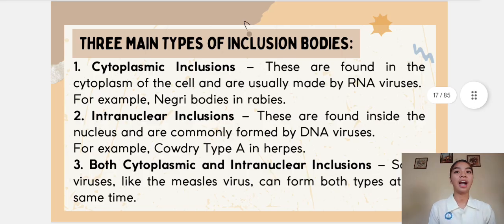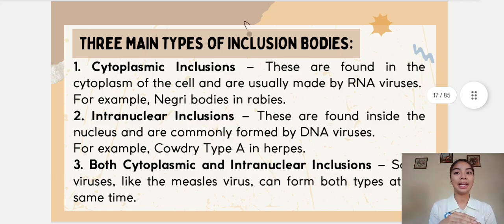So we have here our 3 types of inclusion bodies. First, we have cytoplasmic inclusion bodies. Basically, these are found in the cytoplasm of the cell and usually made by RNA viruses. For example, we have Negri bodies in rabies. Negri bodies are basically the inclusion bodies that the rabies virus forms in the host cell. So cytoplasmic inclusion ay nasa cytoplasm lang siya.